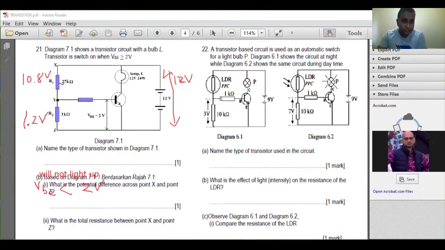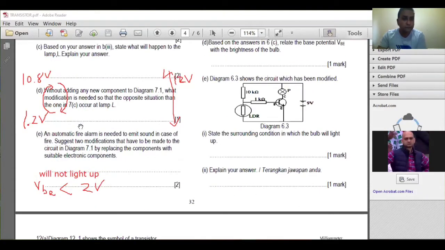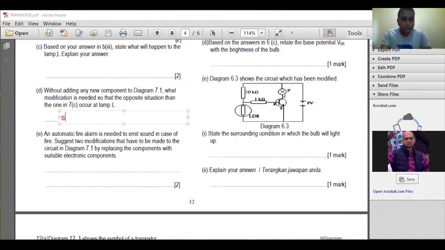So what you must do is you just switch the 27 to go down, and then the 3 kilo ohm to go up. That means switch the position between R1 and R2, so that your base voltage now is 10.8. 10.8 is greater than 2 volt already, then your minimum voltage. So when the base voltage is very high, there'll be base current, there'll be collector current. That means just switch. R1 goes down, R2 goes up. Switch position between R1 and R2.